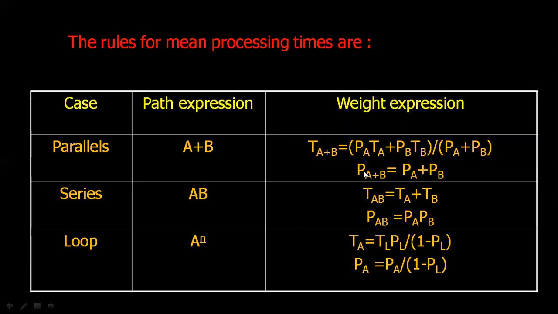So for maximum, we have done weights multiplication, whereas in case of lower, we have taken the maximum value of weights. But now in this case, we are going to use these mean times. So these are the arithmetic rules that we follow.